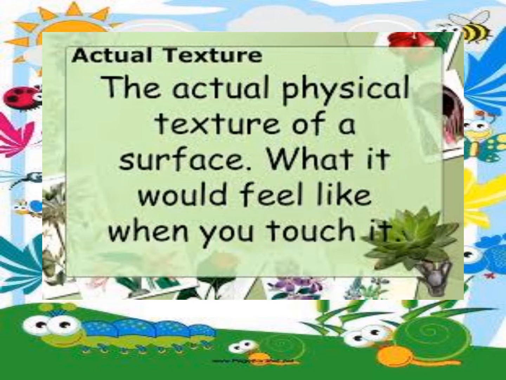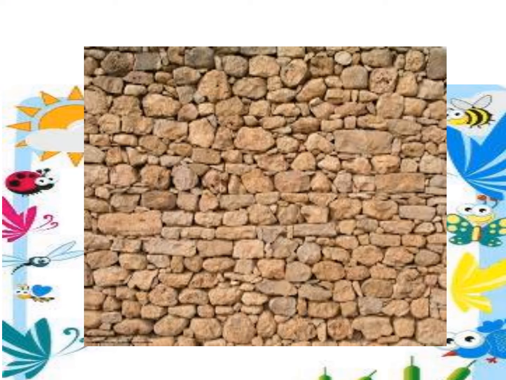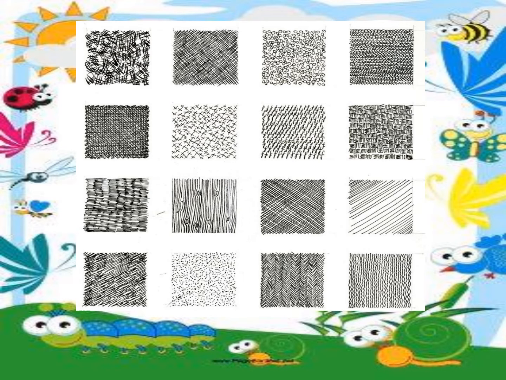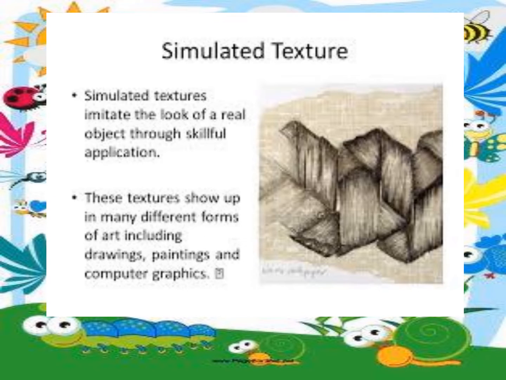So, ibig sabihin, kung ano yung nahawakan mo, yun ang actual texture. Kung ito ba ay magaspang o kung ito ba ay smooth. Yan. Makakapa mo rin siya kung ito ay rough. Ang iba't ibang texture. Ito yung mga halimbawa ng iba't ibang texture. Yung mga picture na nauna ay halimbawa ng actual texture.